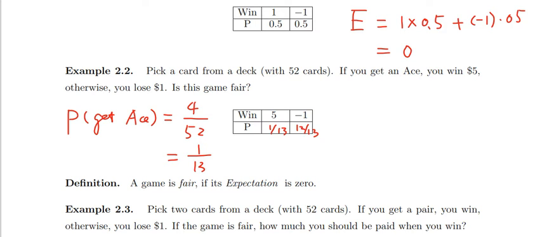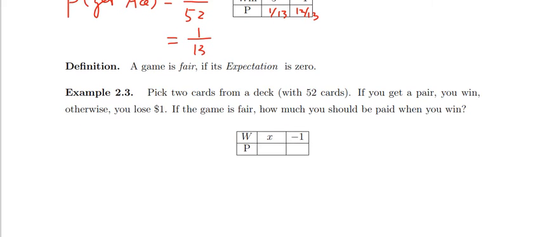Because the expectation is not 0, actually the expectation is negative. Negative means this game is not in your favor. Okay, so we can have such a problem: we want to check if the game is fair, how much you should get when you win. Such a problem is just like finding a probability, right?